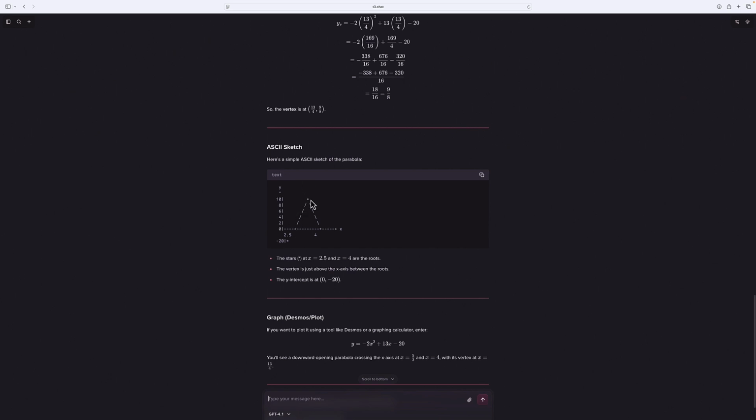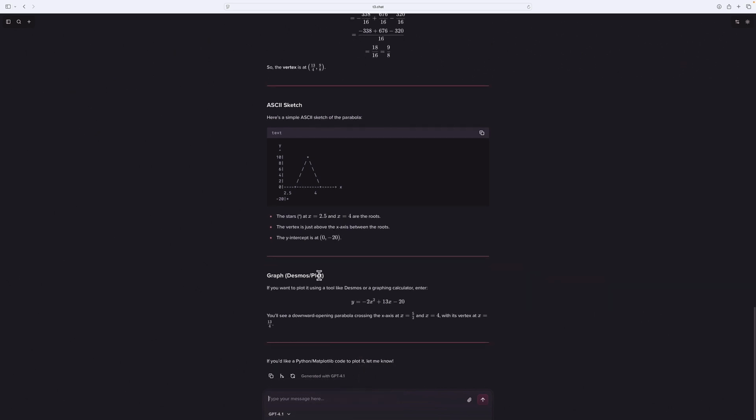Not very good because a parabola is not really a V shape. It says graph decimals plot. Apparently you can use decimals. Or if you like a Python code to plot, let me know. Yes, give me a Python code.